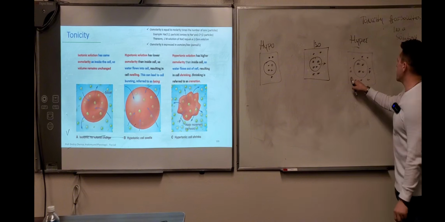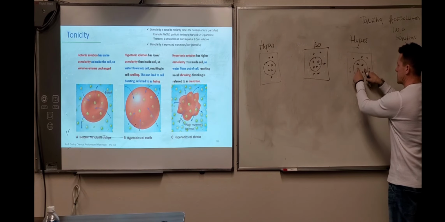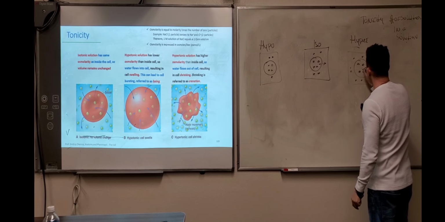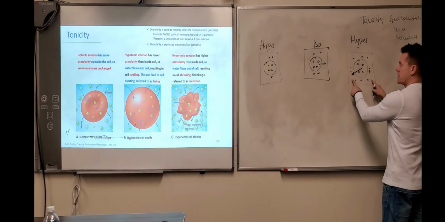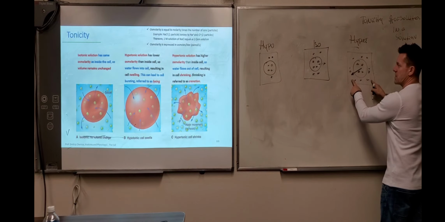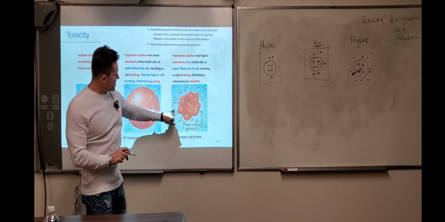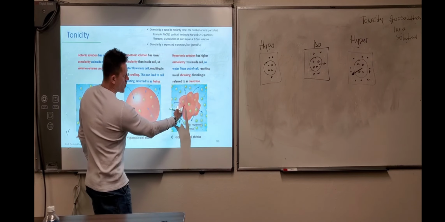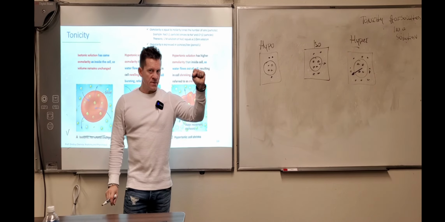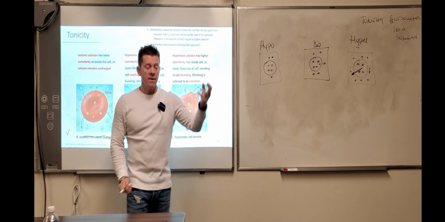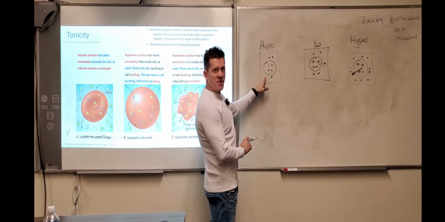In hypertonic, there's more solutes in the solution compared to what's inside of the cell, so the water will leave the cell and will go towards the solutes in the solution. Hypertonic. Here's more solutes, so the water will go towards high concentration, and the cell will crenate, will lose water, it will die.